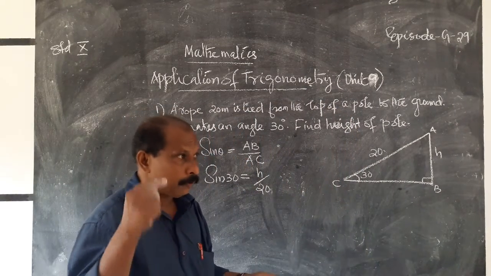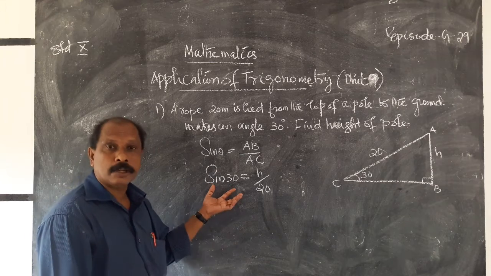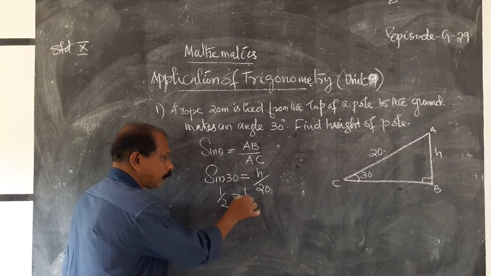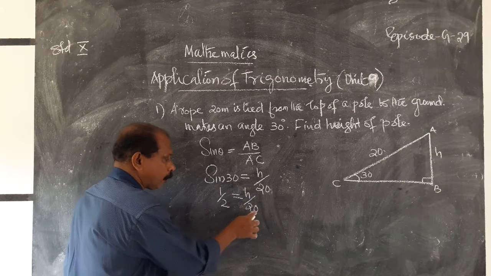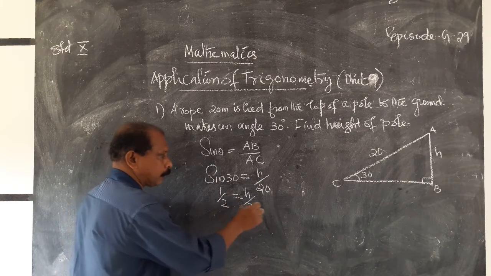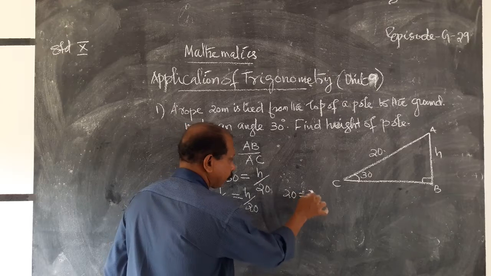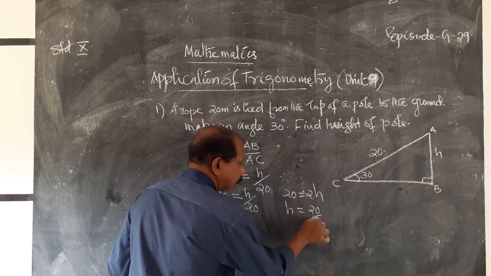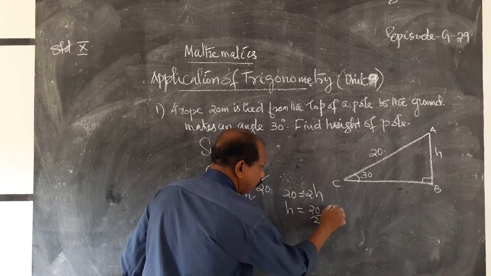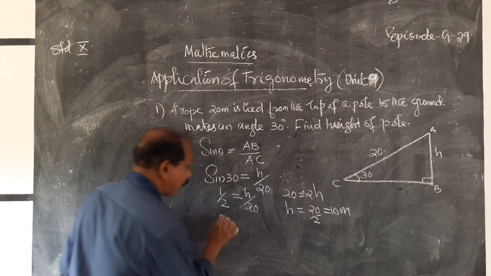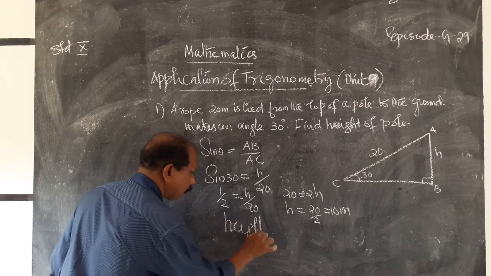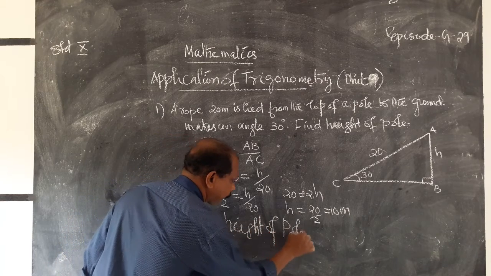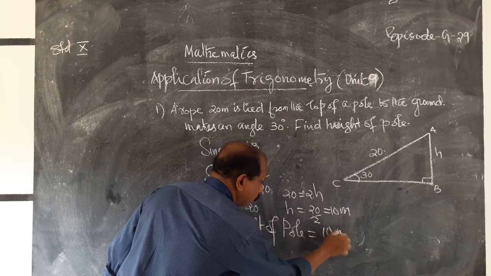Therefore, since sin 30 is 1 by 2, we get 1 by 2 is equal to h by 20. Cross multiplying, 20 is equal to 2h. Therefore h is equal to 20 by 2, which is 10 meters. Therefore the height of the pole is equal to 10 meters.